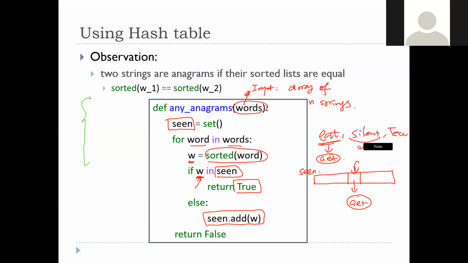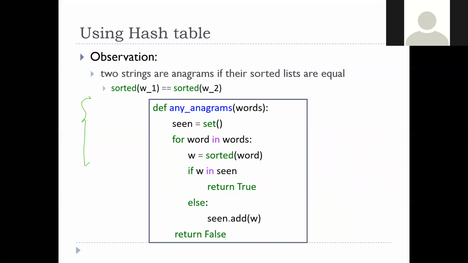Then silent comes. I compute its sorted list, which is EILNST. Let's say that we store it here. When T comes, I first compute the sorted list, and now when I hash it, I go to the same slot. When I go to the same slot, I already have someone there, which means I already saw another string which has the same sorted list. That means I found an anagram. So we don't need to proceed any further. We just return true. That's it.